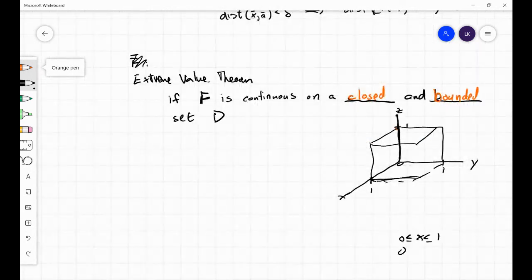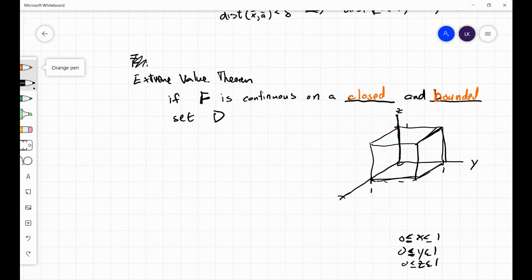Right, and then z is also between 0 and 1. Notice that it's an inequality that includes the possibility of equality, because we have to contain the boundary of that cube. We have to contain the faces and the edges. That's why it has to be closed and bounded. That guarantees that it's closed. It's bounded because it's a finite volume, right?